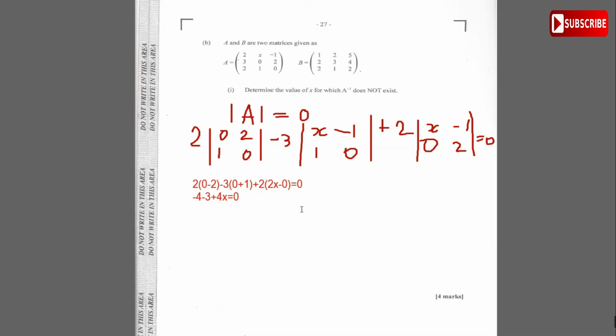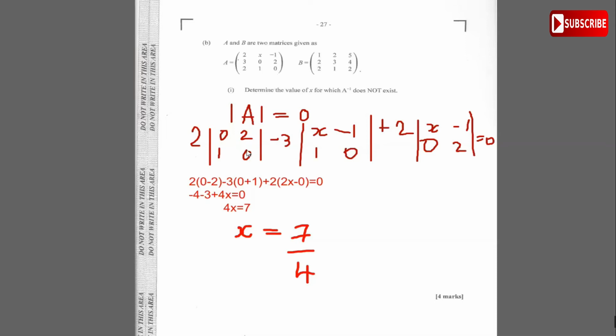And so what we're getting is minus 4 minus 3 is minus 7. So I'm getting 4x equals 7. And so x can equal 7 over 4. So just to finish it off, x is equal to 7 over 4. That is the value of x for which A cannot have an inverse. So just to check it again. Yep, that looks good.